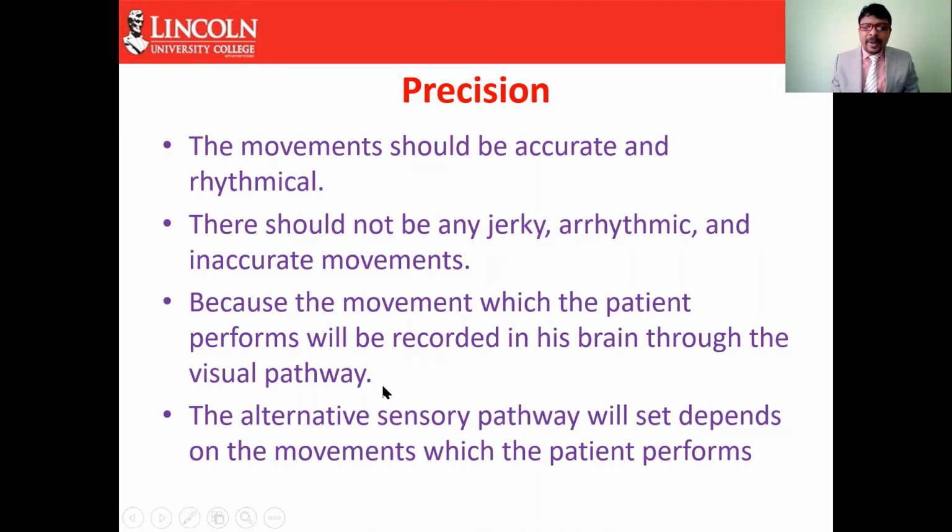Because the movement which the patient performs will be recorded in the brain through the visual pathways. The alternative sensory pathway will set the demands of the movements which the patient performs. So automatically, if we watch and observe the movement clearly, this is going to be recorded in the brain. It gives the visual pathways, improves the kinesthetic sensations, and also improves the coordination.